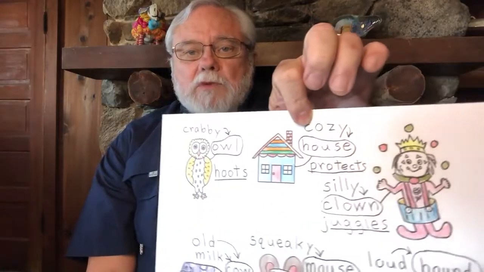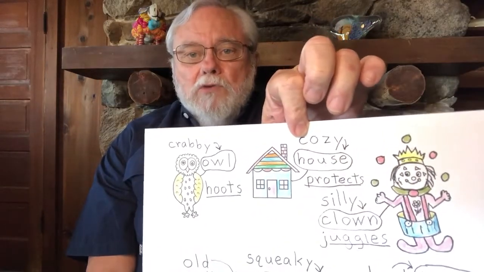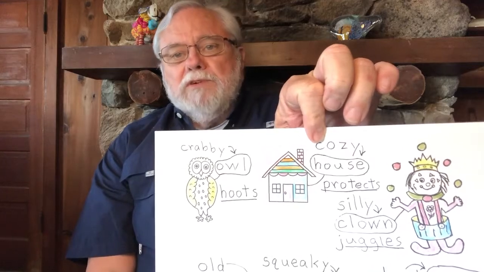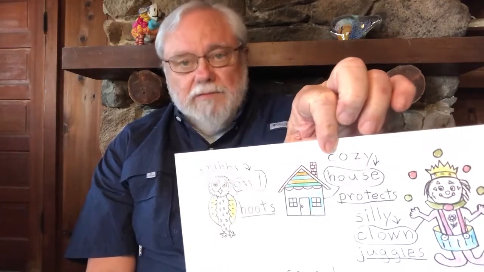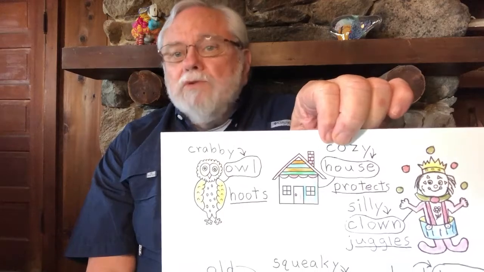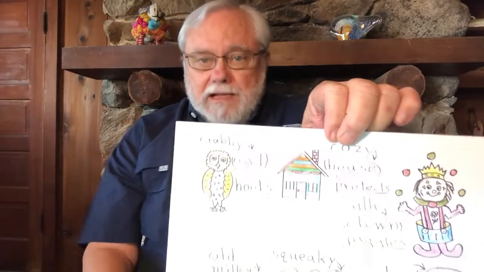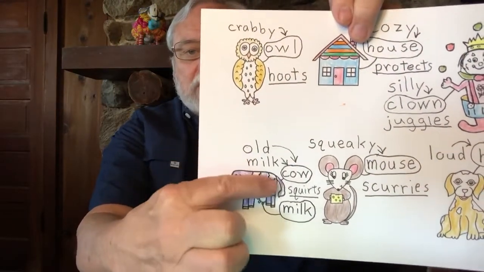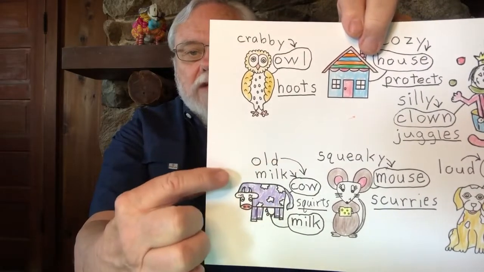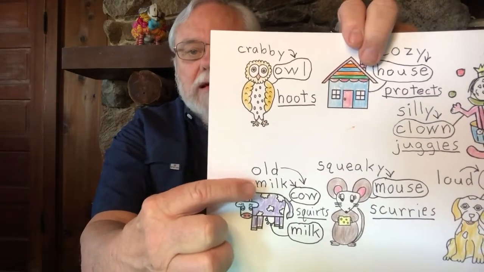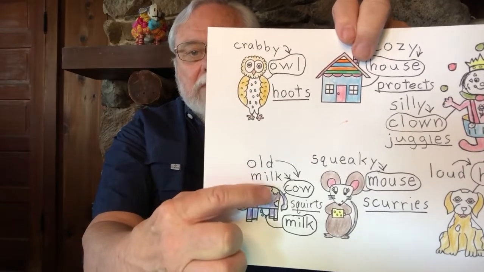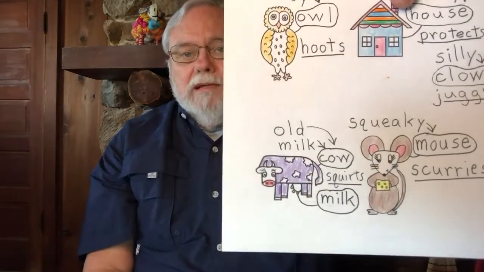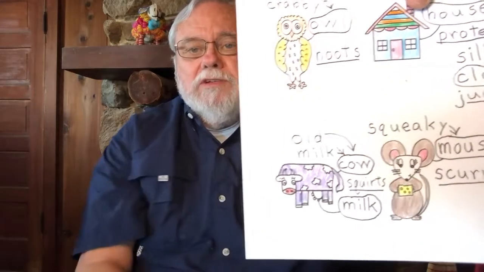Then we drew a picture of a house, and this house is small, so I labeled it a cozy house that protects. So what does it mean to protect? Keeps you safe from the rain and from wild animals if you happen to live where you have wild animals and things. Then I drew a picture of a cow, and I labeled my cow an old milk cow. So old was an adjective describing cow, milk described the cow for the kind of cow, and the milk cow squirts. Then I put down here that the milk cow squirts milk.